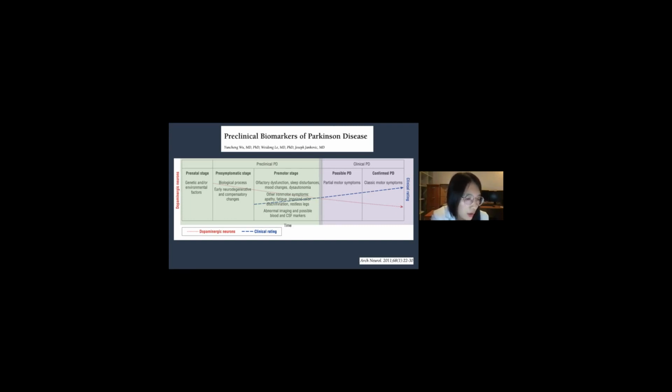Before cardinal motor symptoms of PD appear, several premotor symptoms are present during premotor stages. Some non-motor feature may be present or subclinical abnormality may exist that can be detected only by neuroimaging or by biological test results.